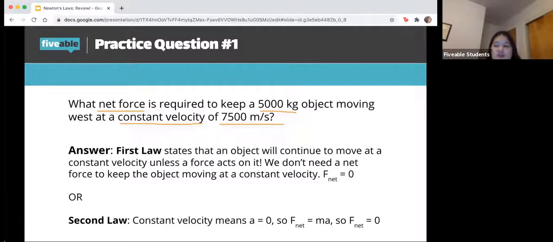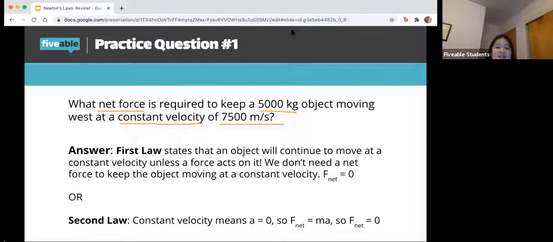In this case, Newton's third law does not apply. There's no clear action-reaction pair; it'll be clear when you have one. But this one, you definitely use the first or second law. The first law states an object will continue to move at a constant velocity unless a force acts upon it. We don't need a net force to keep the object moving if it's at constant velocity. I thought that was neat.